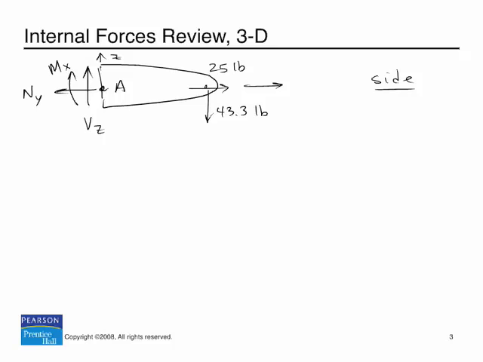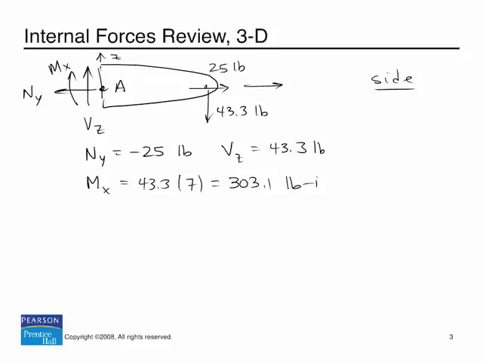Okay? Now, if we do that, it's really clear that we're going to be able to write N in the y direction is minus 25 pounds. We're going to write V in the z direction is 43.3 pounds. And then M around x is going to be simply 43.3 times 7 equals 303.1 pound inches. Now that 7 inches is the moment arm, which is that dimension right there.